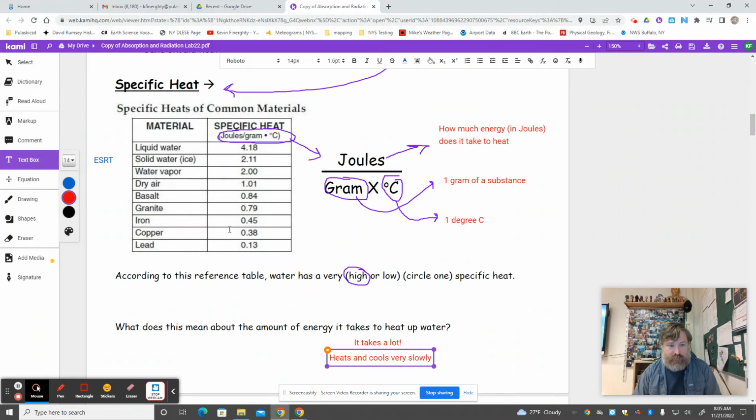If you put an equal amount of copper in an equal amount of water, the copper is going to heat up more from that heat energy than the liquid water is, which again is why Lake Ontario acts like a heat battery. It very slowly warms up, holds onto that heat really well.